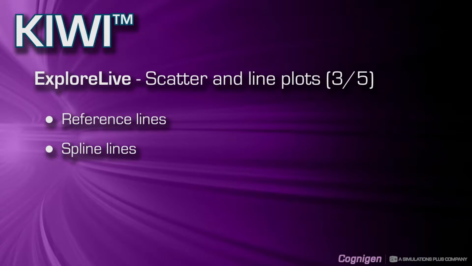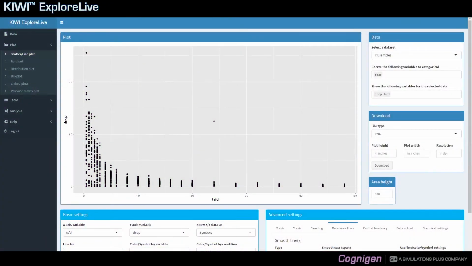This is the series of 5 dedicated to the creation of scatter and line plots in the KIWI ExploreLive module. In this video, I will demonstrate how you can show reference lines and spline lines on top of the actual data. We will use a small pharmacokinetic data set containing, I think, something between 10 and 20 subjects who receive a single dose. And we are displaying the dose normalized concentration variable as a function of time since first dose.